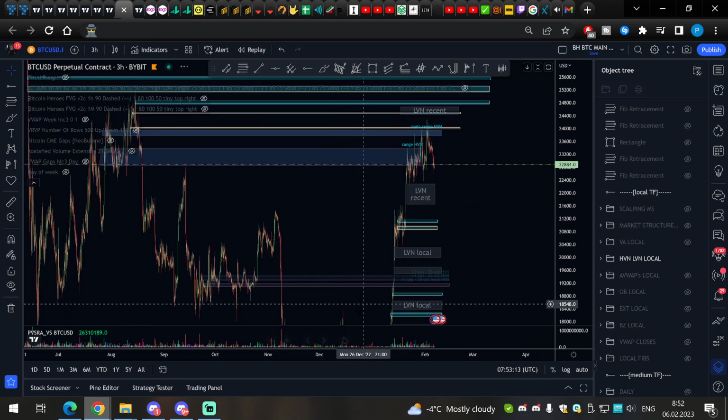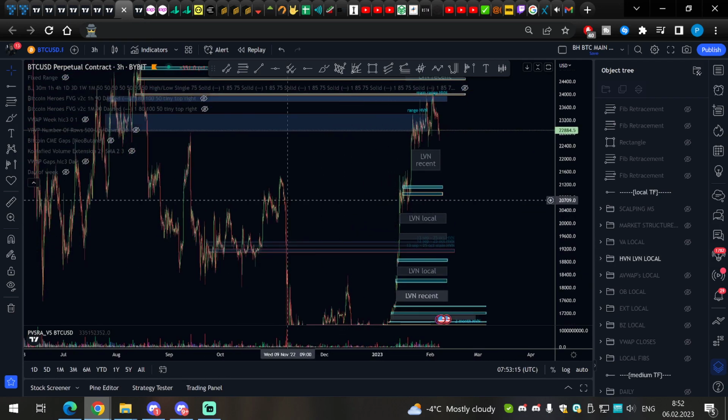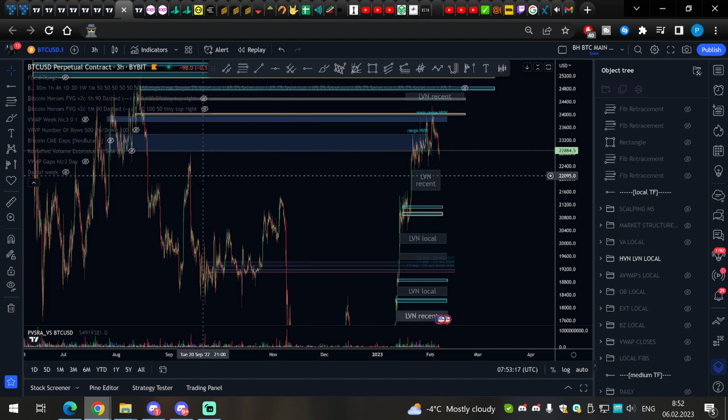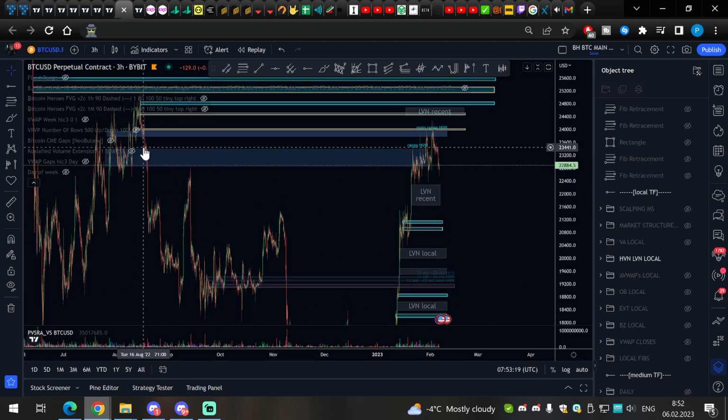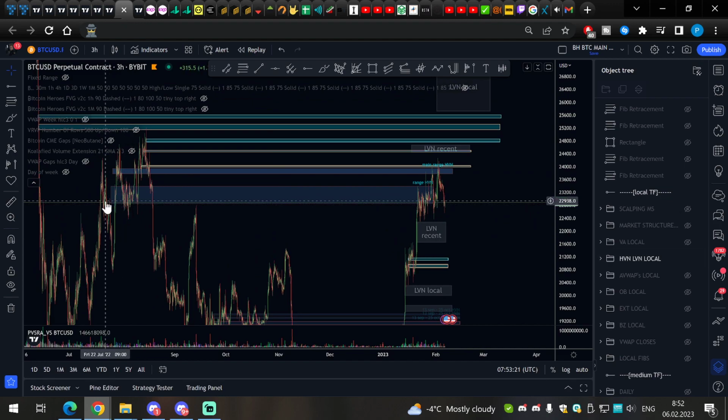So Bitcoin has no problem moving and slicing over inefficiencies like this one, and this one. Bitcoin filled all the inefficiencies, but in the end you arrived at the area where a lot of trading activity was happening, and a lot of supply and demand zones were created.